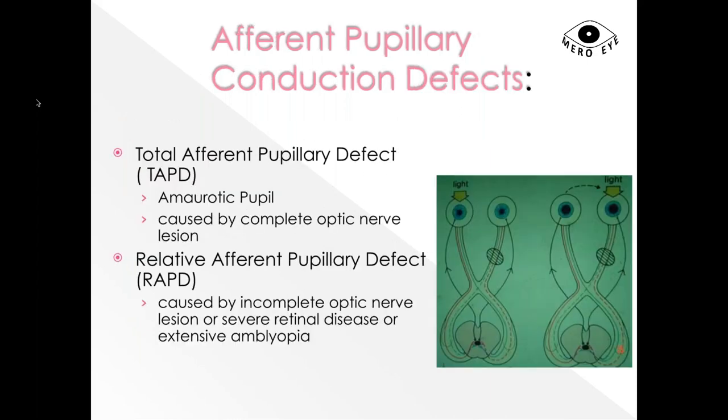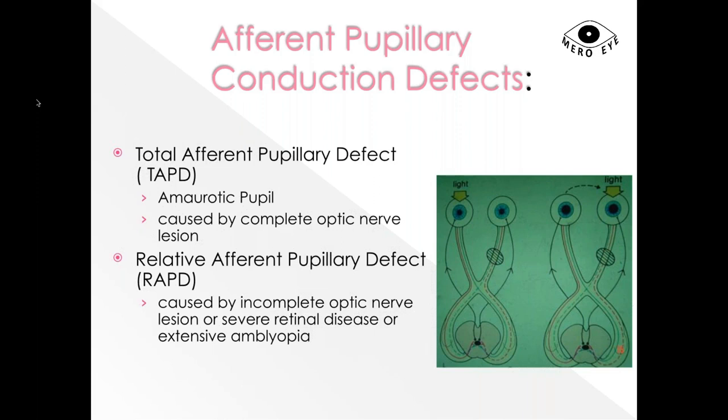So, afferent pupillary conduction defect. When there is any problem in the optic nerve, it is known as an afferent pupillary conduction defect. It can be a total afferent pupillary defect or a relative afferent pupillary defect. When it is a total afferent pupillary defect, we can call it simply an APD. And when it is a relative afferent pupillary defect, it is an RAPD.